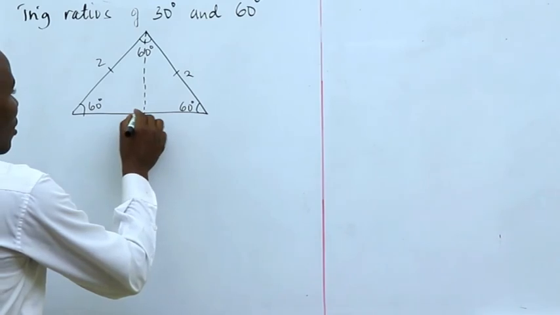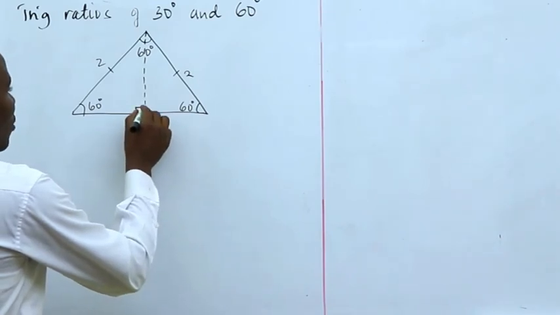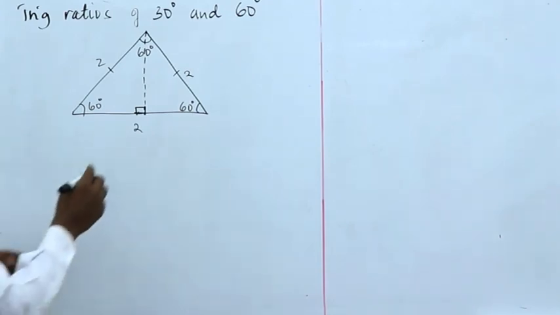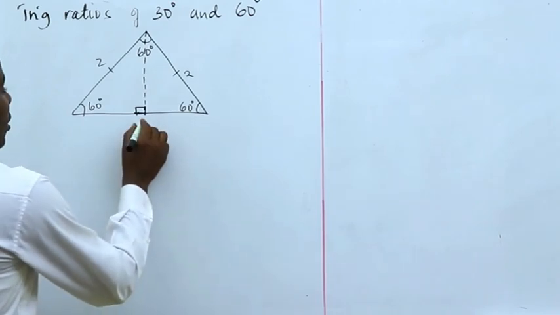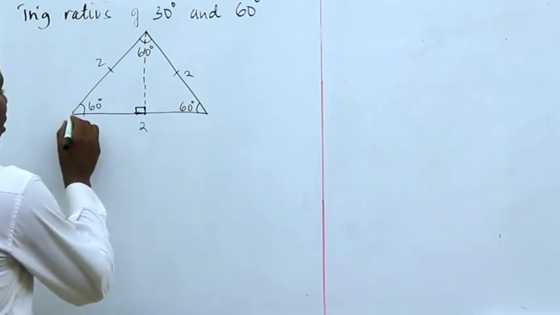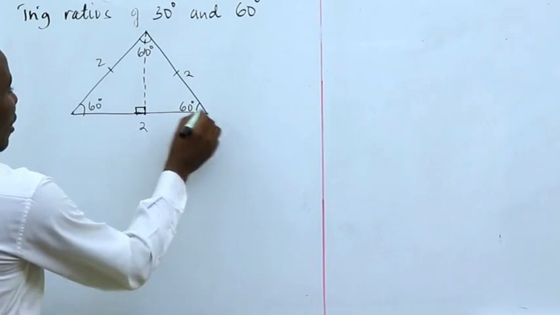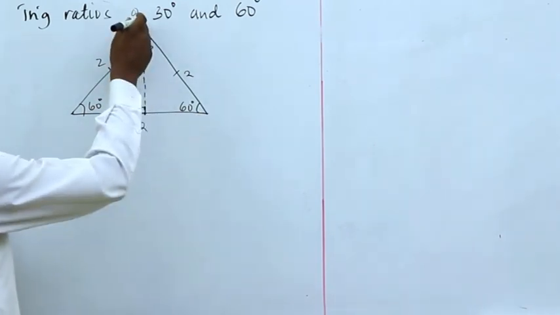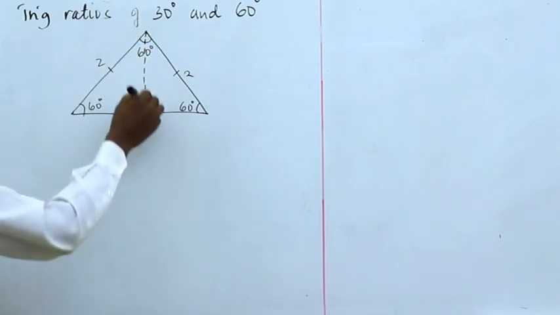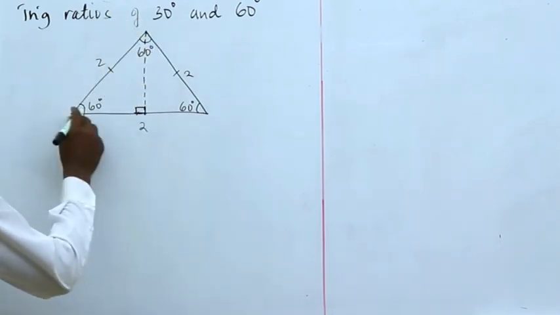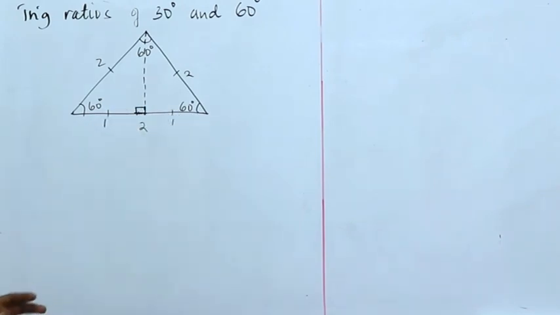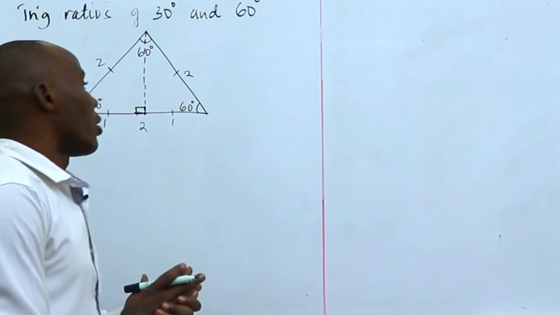Remember, I want to form a right-angled triangle somewhere so that I can use my Pythagoras theorem properly. If this side is of 2 units, that is from one end up to the other, that means if I draw this line from up here, it will meet the middle of this line. That means this is a 1, and this one is also a 1. And that one is also a 1.